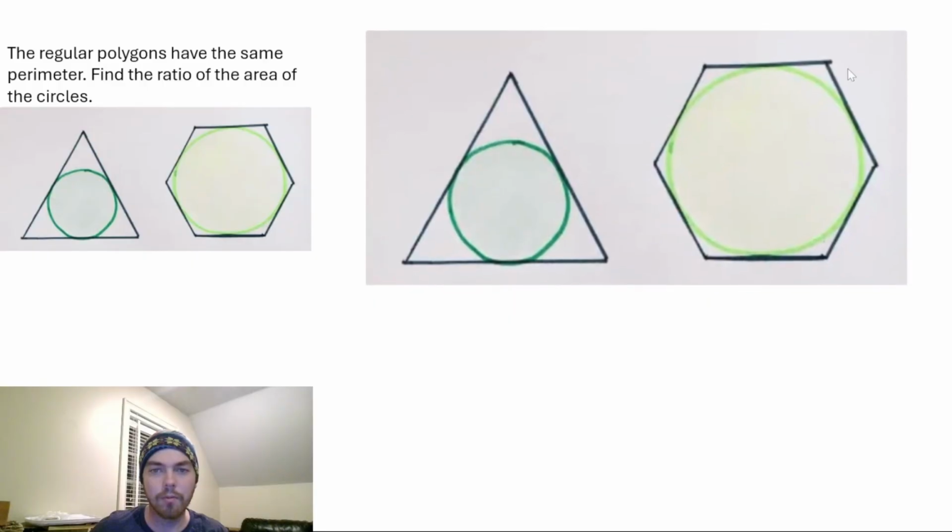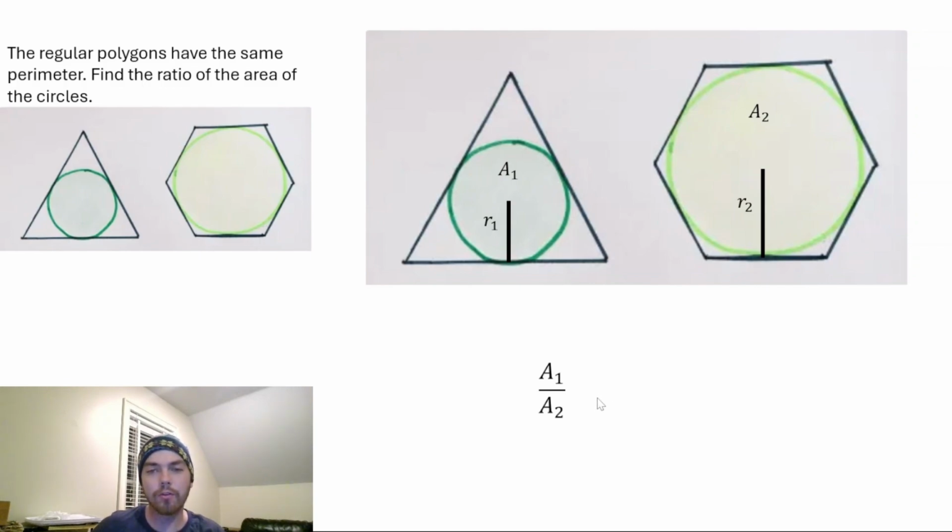Let's start by labeling the area of the first circle A1 and the area of the second circle A2. We can also label the radius of the first circle R1 and the radius of the second circle R2. We need to find the ratio of the two circles. That's going to be A1 over A2.